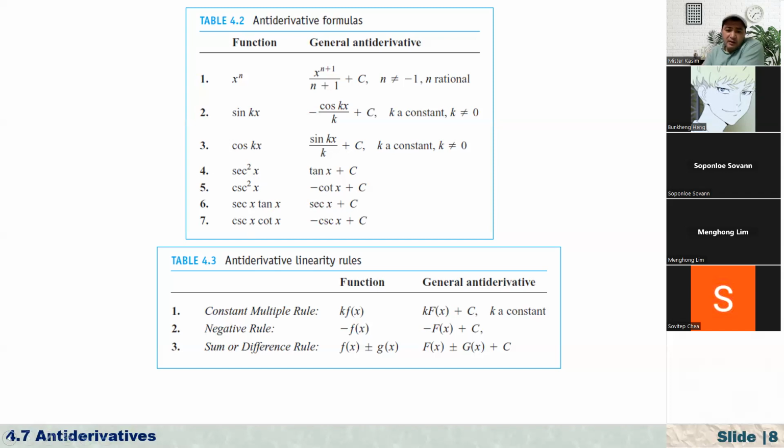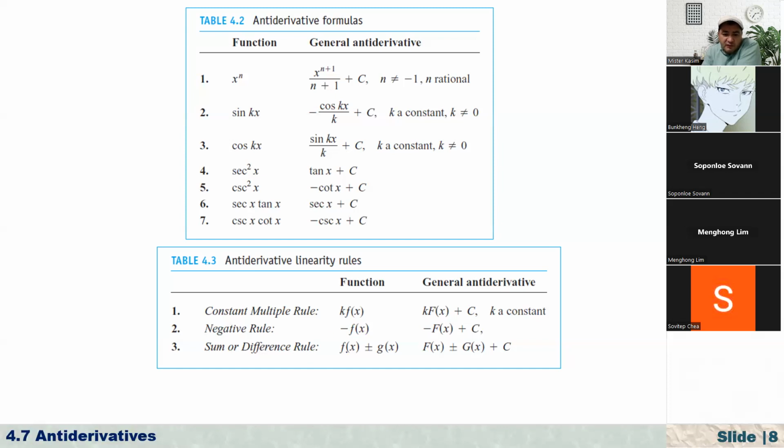And how about the antiderivative linearity rules? Again, it's exactly like limits. Constant multiple rule: k times f of x has general antiderivative k times F of x plus k times c. But k times c, relabeling this, I can just use c here. And negative rule: minus f of x has antiderivative minus F of x. That's simple, I can just keep this minus out.